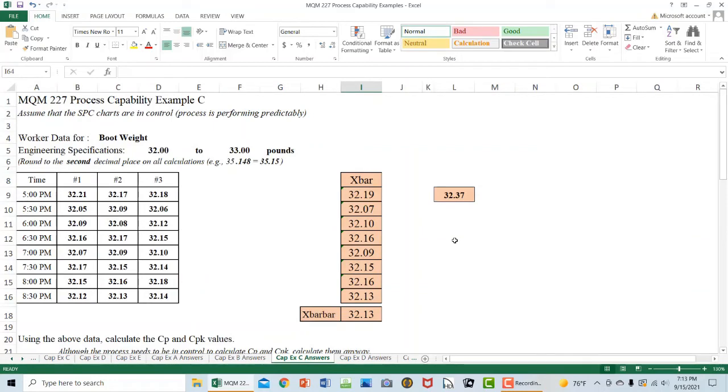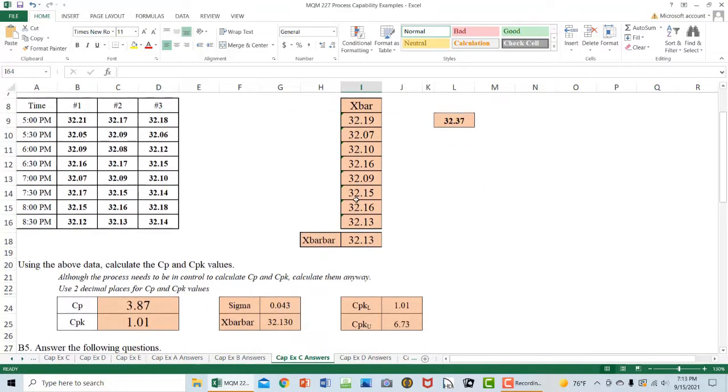And here is the worked out stuff. Remember, this is just my information, has nothing to do with you. It's just a random number generator. Our specifications are 32 to 33 pounds. This is our data. We're taking 3 measurements an hour. Here's our X bars. You know how to do that.